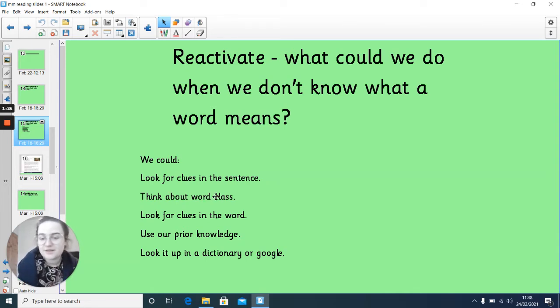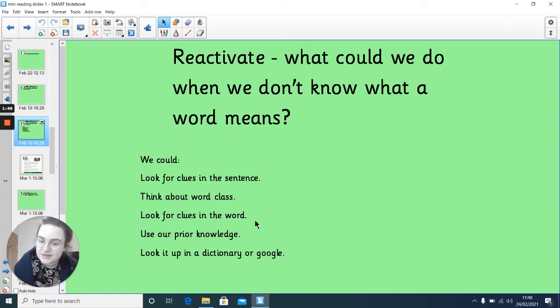Another thing we could do is think about the word class. So if it is a word that you've never heard before and it is describing an elephant, then you might think about what you know about elephants and think, oh, well, that word is describing an elephant, so maybe I can have a guess at what it means.